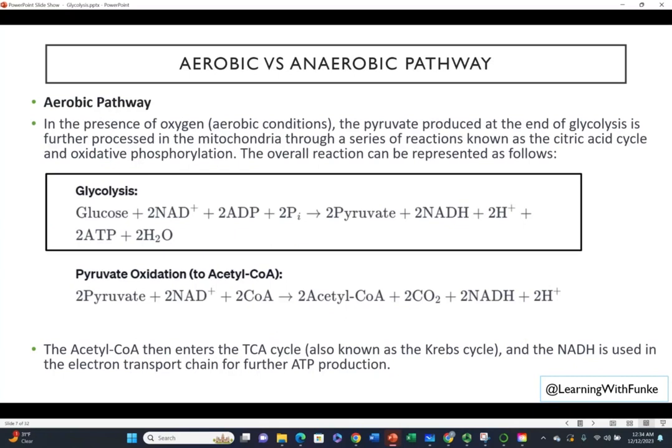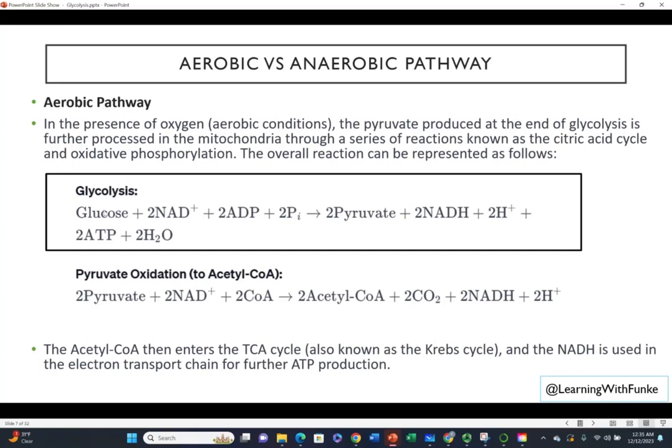All right, so for aerobic versus anaerobic pathway, in the presence of oxygen, the pyruvate produced at the end of glycolysis goes through the citric acid cycle and oxidative phosphorylation, to further undergo TCA cycle reactions, which I'll be going over in the next slide. So please stay tuned for the next video that talks about the TCA cycle and how it works. However, the overall reaction is shown here on this slide.